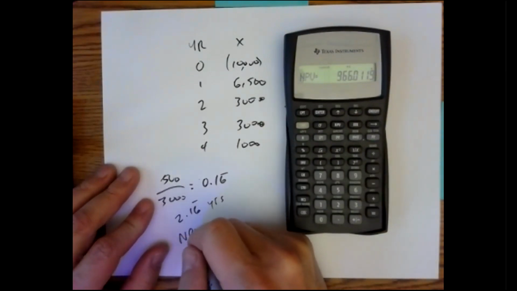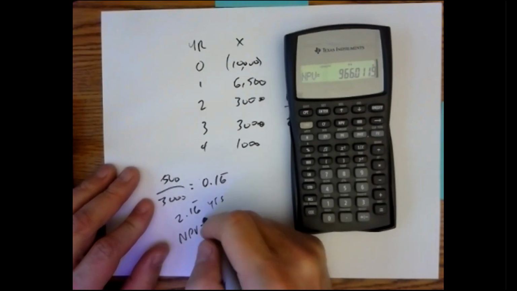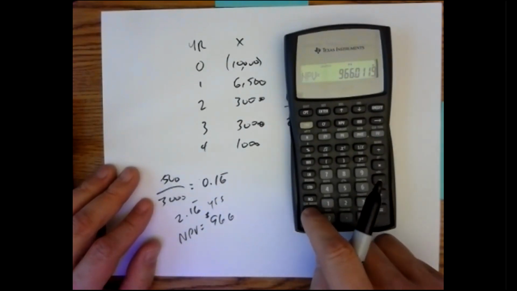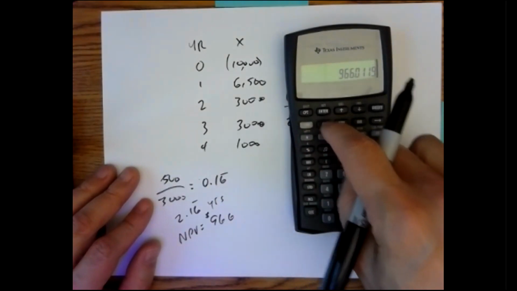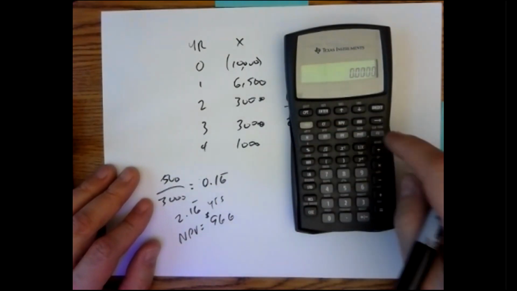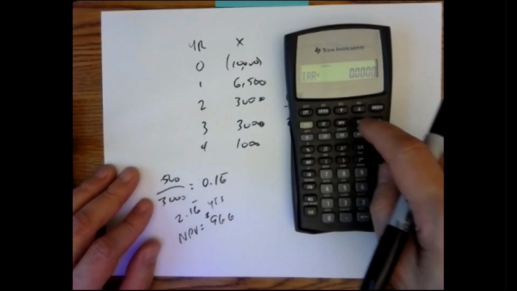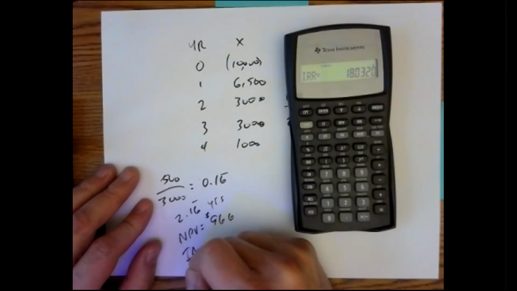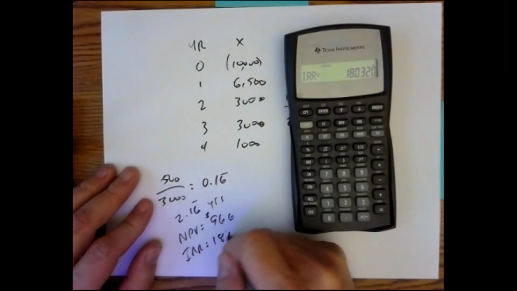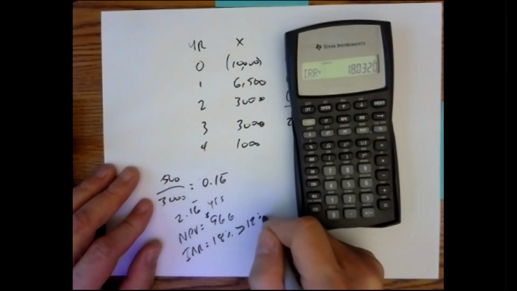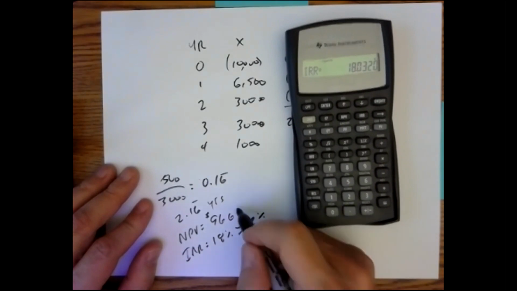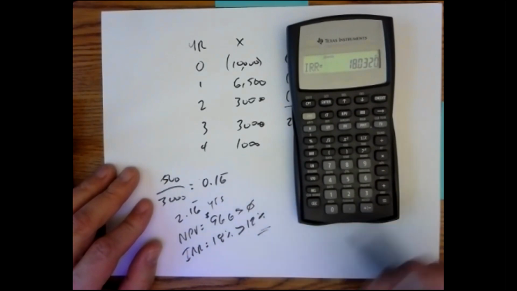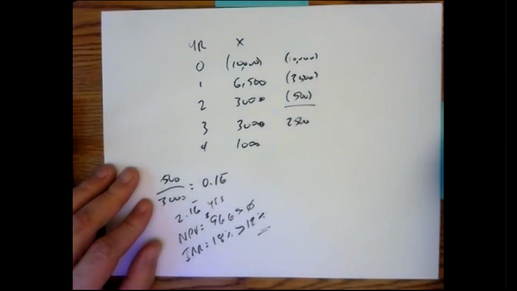So the NPV equals 966. That means this is a viable potential candidate. It doesn't mean it's the best one, but it is viable. Now we just do IRR, compute, and our IRR is 18%, which is greater than 12%, our cost of capital. So that means it's viable. And NPV is greater than 0, so that means it's viable. So this is a viable project.